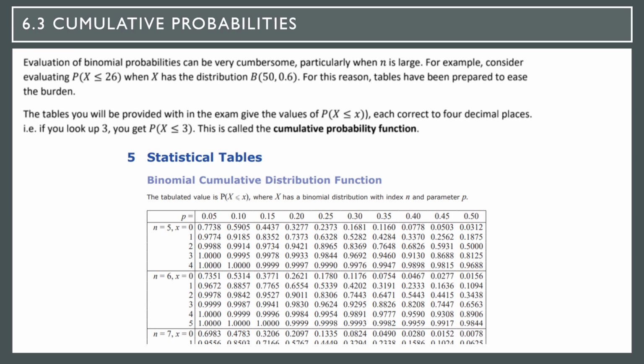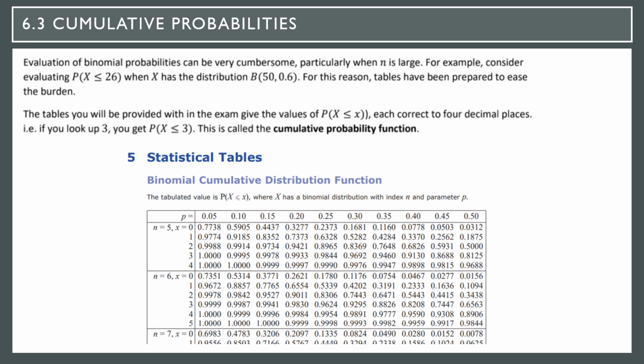6.3 Cumulative Probabilities. The evaluation of binomial probabilities can be very tiresome, particularly when n is large. For example, if we wanted to calculate the probability that x was less than or equal to 26, when x followed a binomial distribution where n was 50 and p was 0.6, using the probability mass function we would have to find the probability that x was equal to 0, and then add the probability that x was equal to 1, the probability that x was equal to 2, and so on, all the way up to the probability that x was equal to 26. As you can imagine, this is just not realistic given how time consuming it could be.